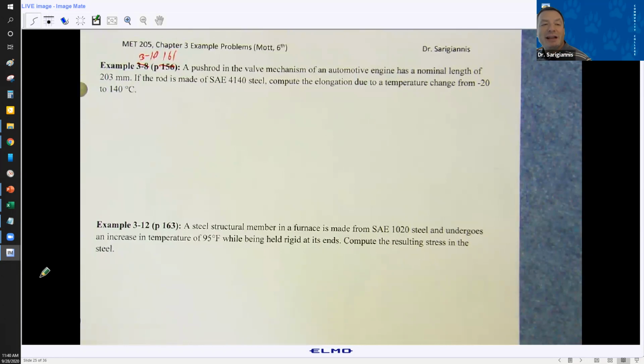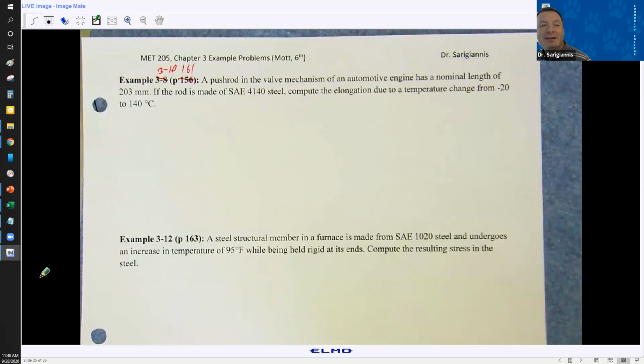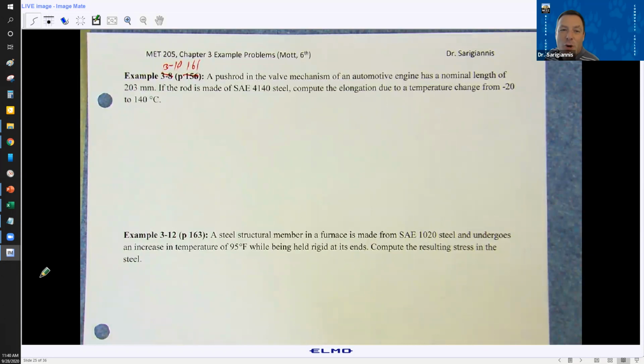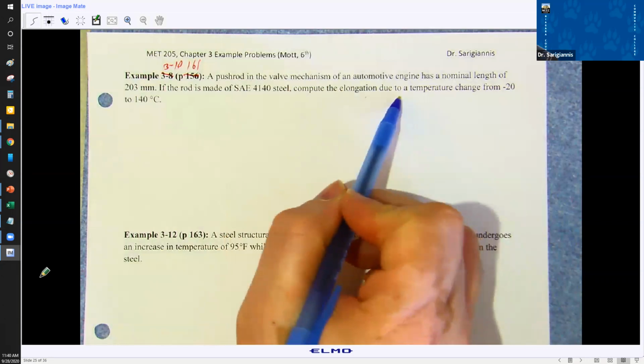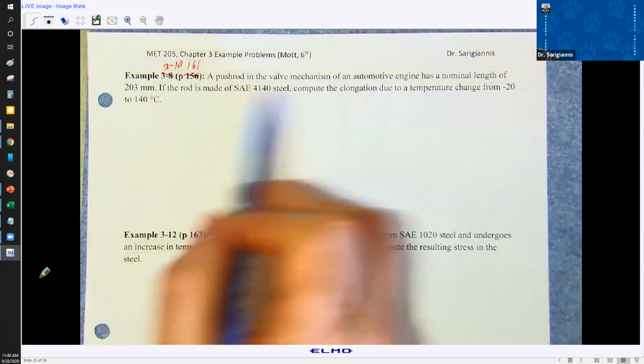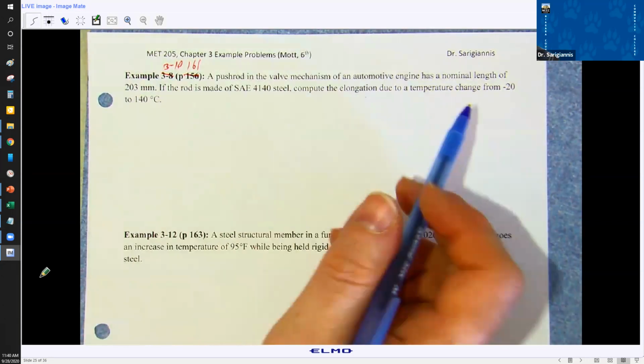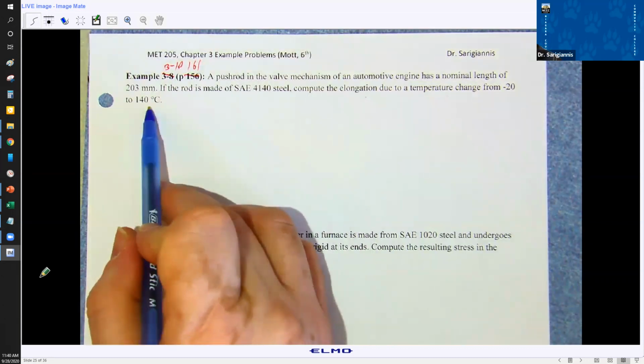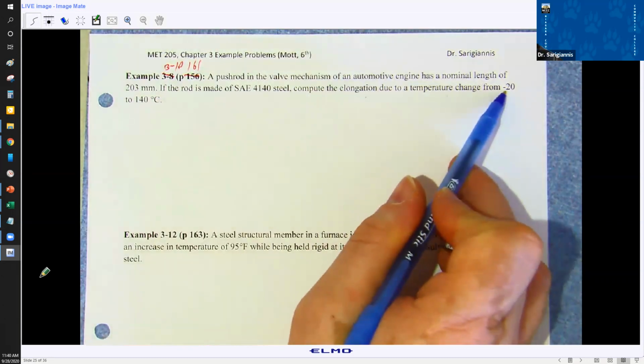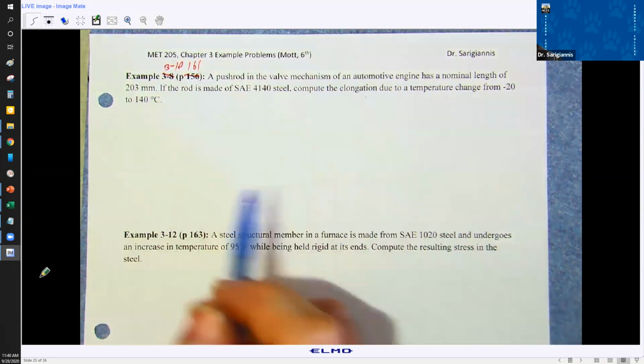I made a mistake here on the handout. It's actually example 3.10, page 161. You have a push rod in the valve mechanism of an automobile engine, and it has a nominal length of 203 millimeters. It's made out of SAE 4140 steel. Compute the elongation due to a temperature change from minus 20 to 140 degrees C.